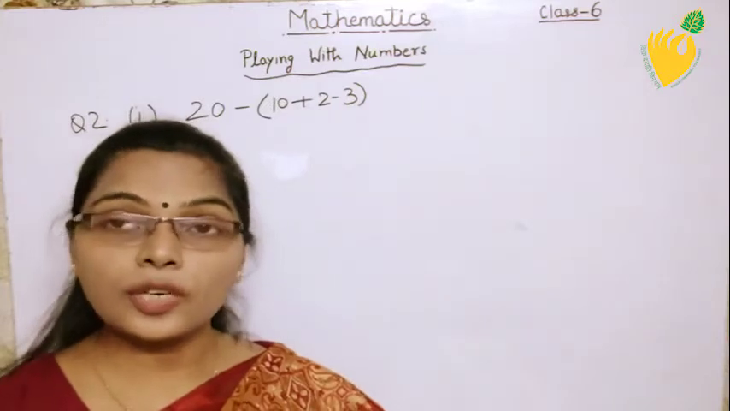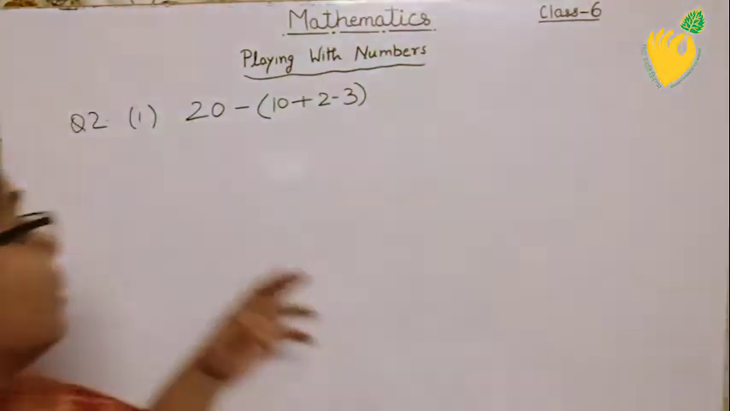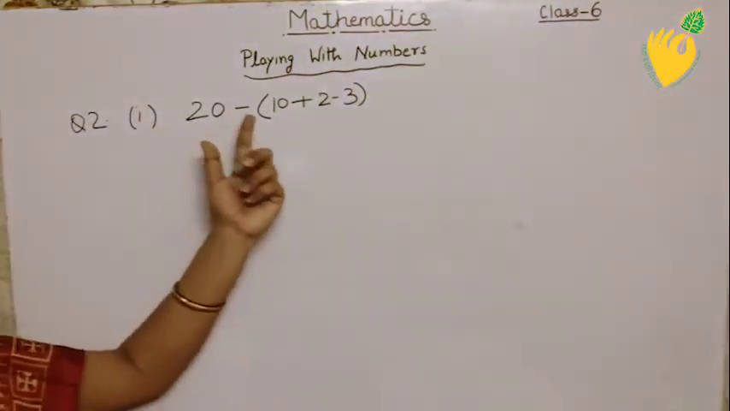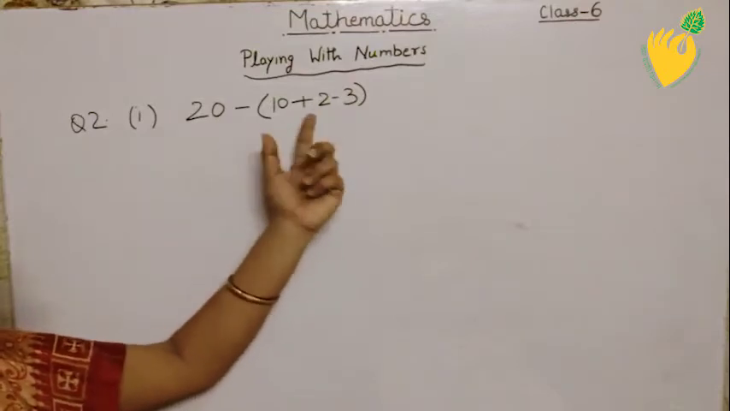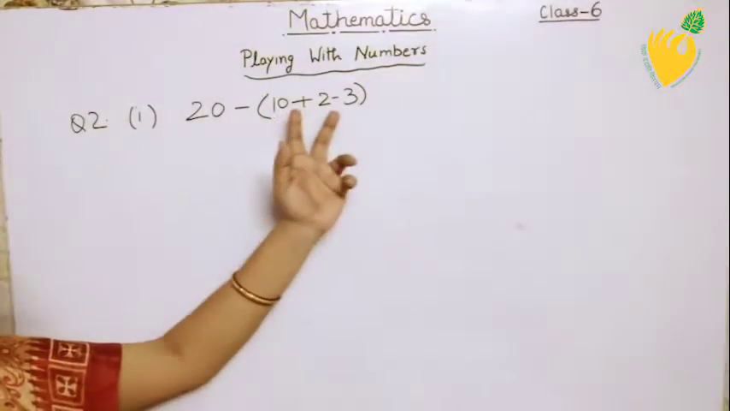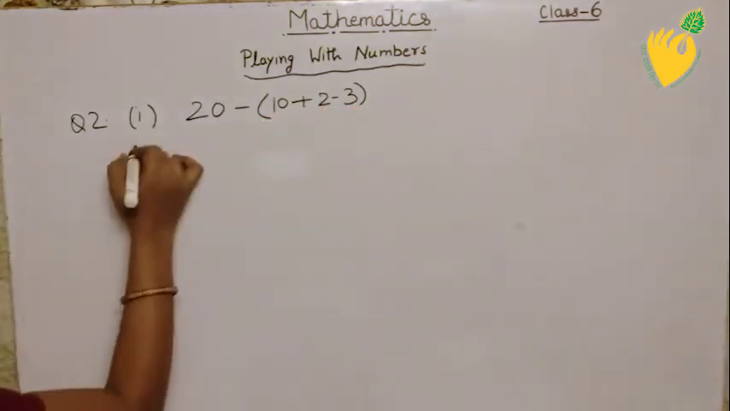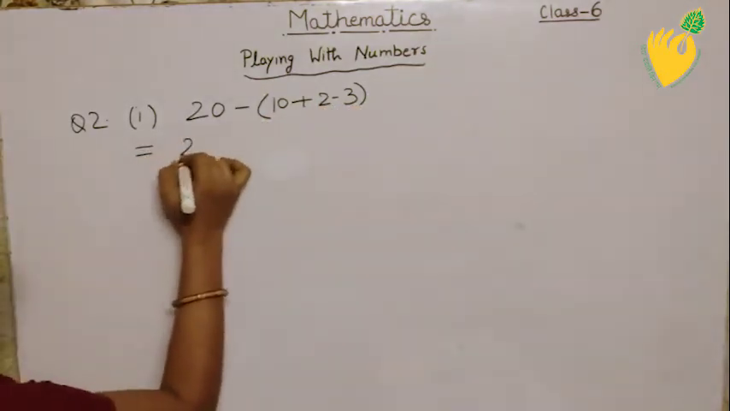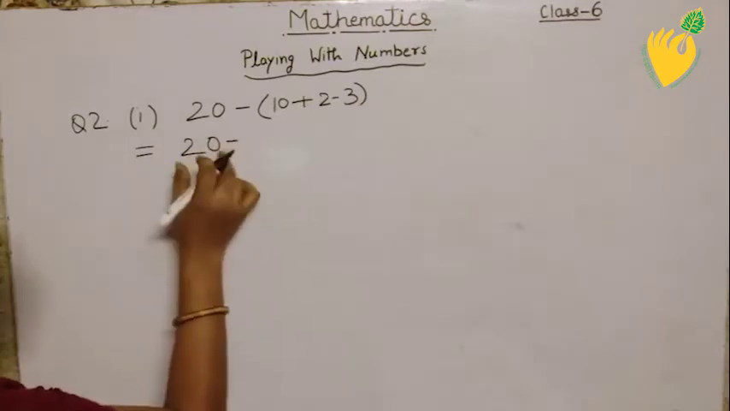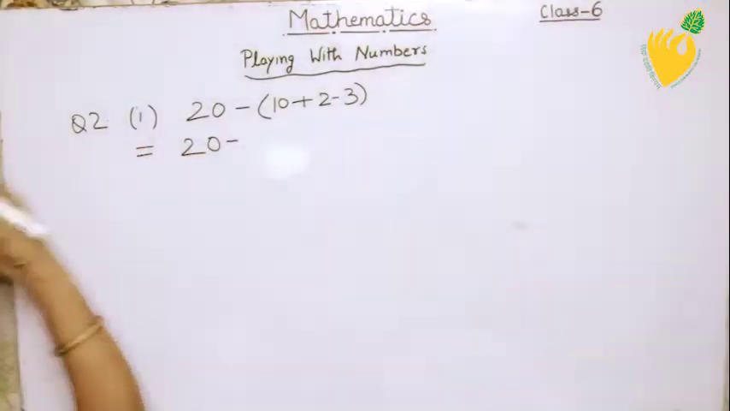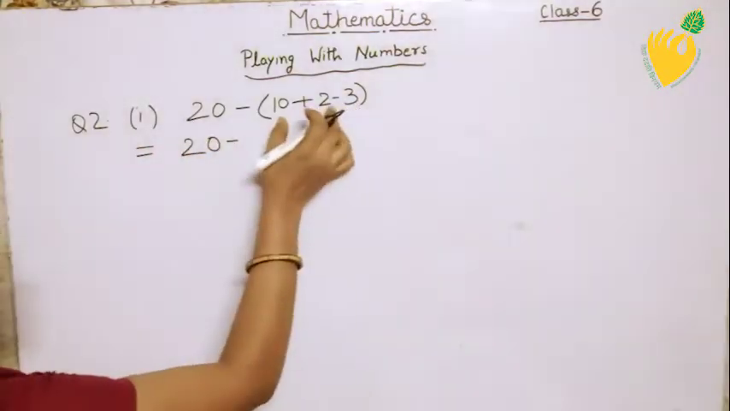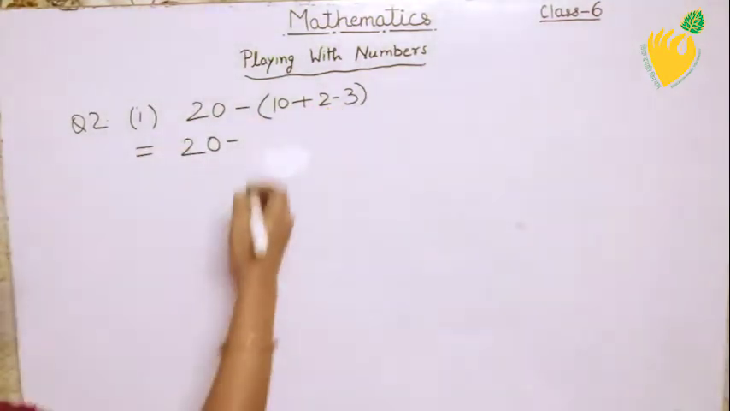Now students, question number 2, first part. 20 minus, in the common bracket, 10 plus 2 minus 3. So what you have to do, you will write 20 minus as it is and will solve the operations which are given in the common bracket first.